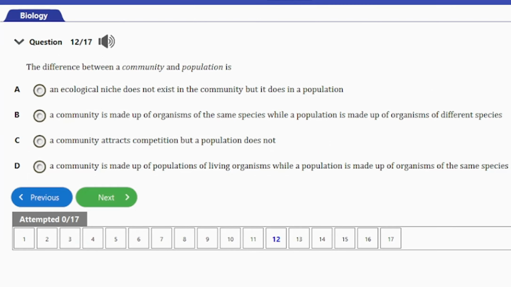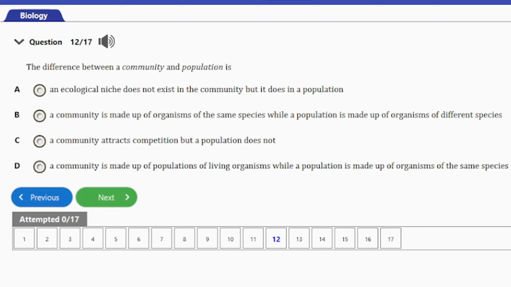Question number 12 here. It says, the difference between a community and population is A, an ecological niche does not exist in the community, but it does in a population. B, a community is made up of organisms of the same species, while a population is made up of organisms of different species. C, a community attracts competition, but a population does not. D, a community is made up of populations of living organisms, while a population is made up of organisms of the same species. So guys, the answer to this question is option D here.